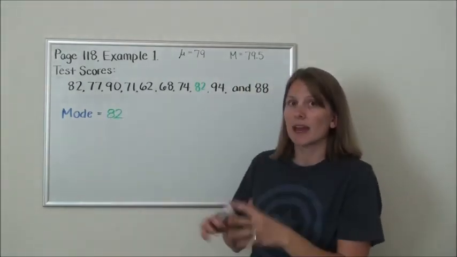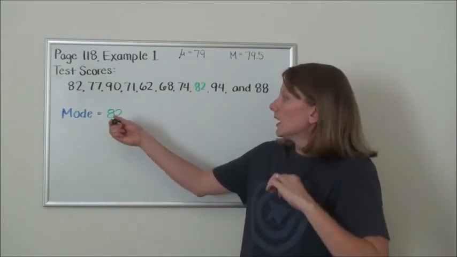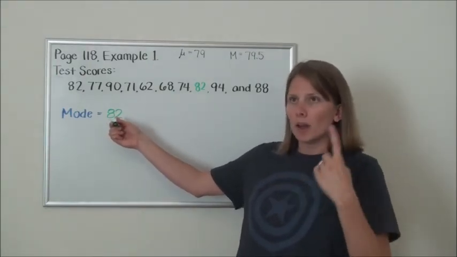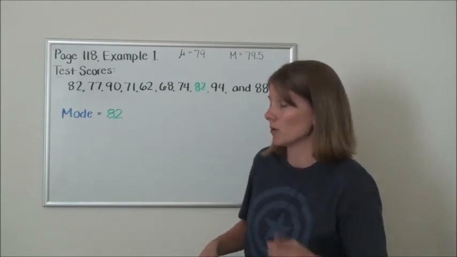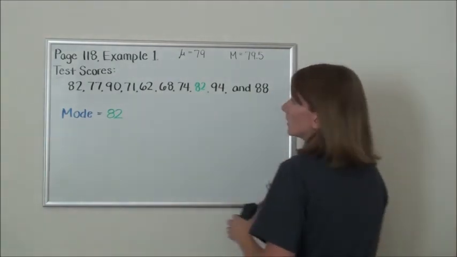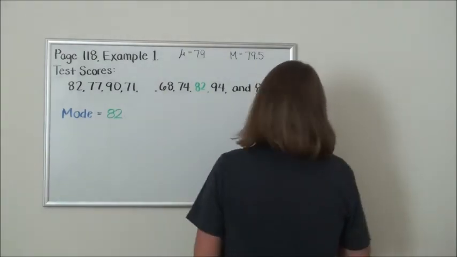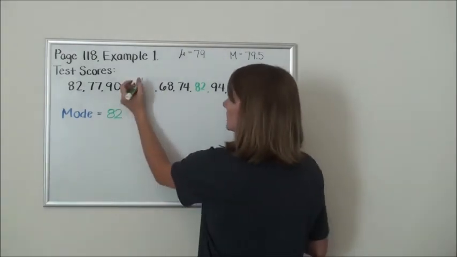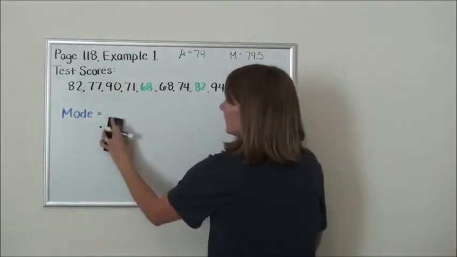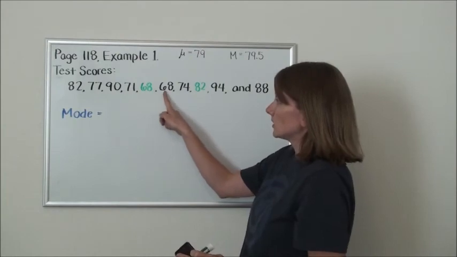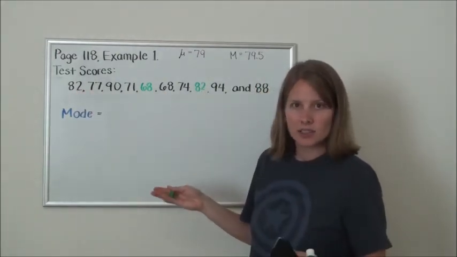Now it is possible to have no mode, like we saw, if nobody happens more often than anyone else. And it's possible to have one mode where one number happened more often than everyone else, but it's also possible to have more than one mode. So here's an example of how that might look. Let's again just change another number. Let's say the 62. I keep picking on that one. Let's say he was a 68. And now I can see there are two 68s, there are two 82s, everything else just happens once.